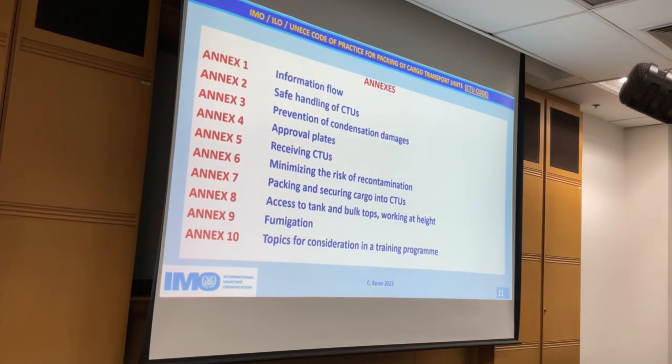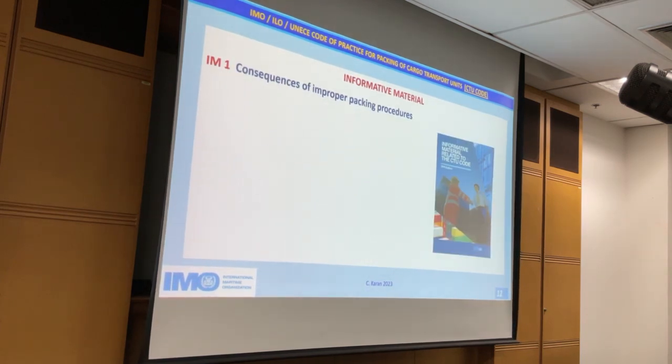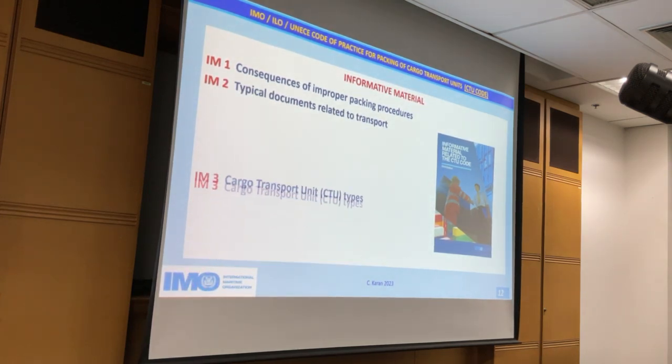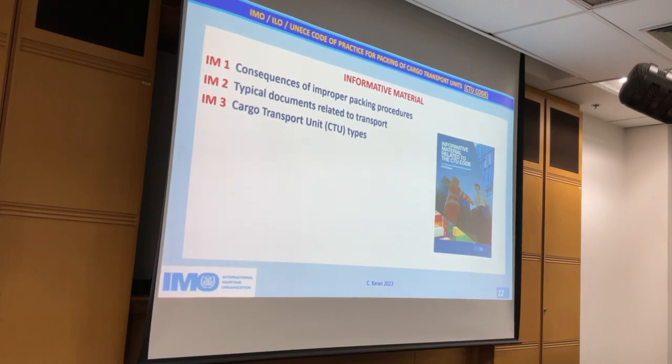There's also fumigation, training programs, and also we have the informative material. This is not part of the CTU code, but it complements the CTU code. Really very, very much detail in the informative material also. In addition to the annexes, okay? There is also informative material. Typical documents to transport, for example, transport document examples are given there.